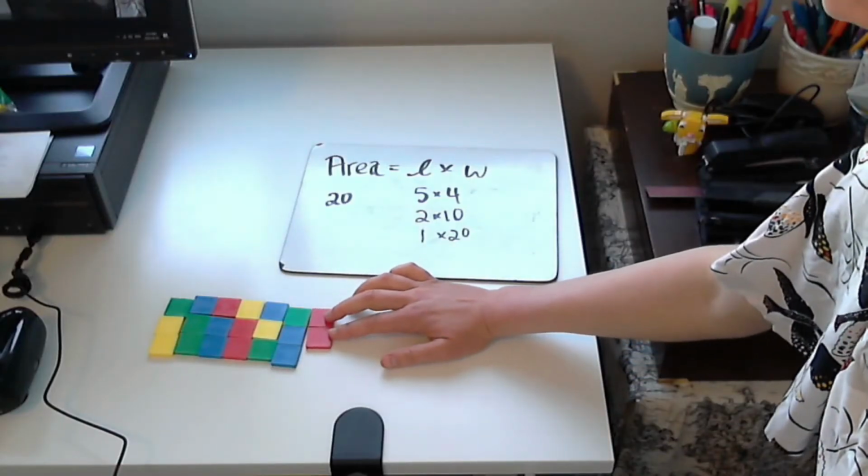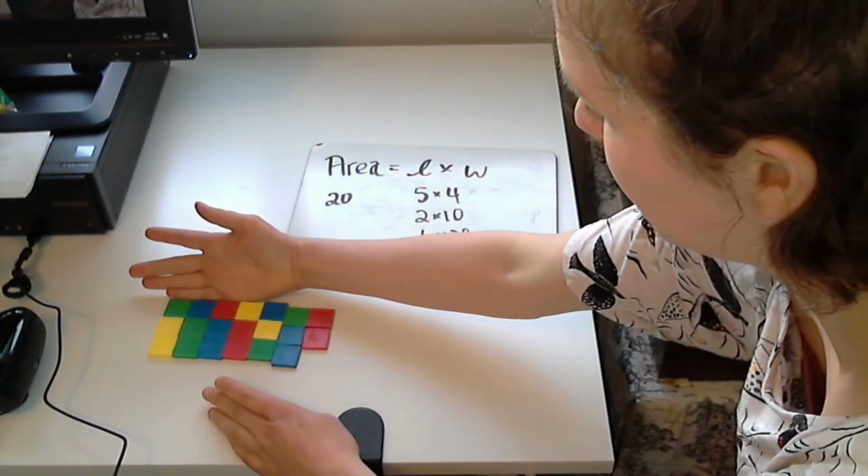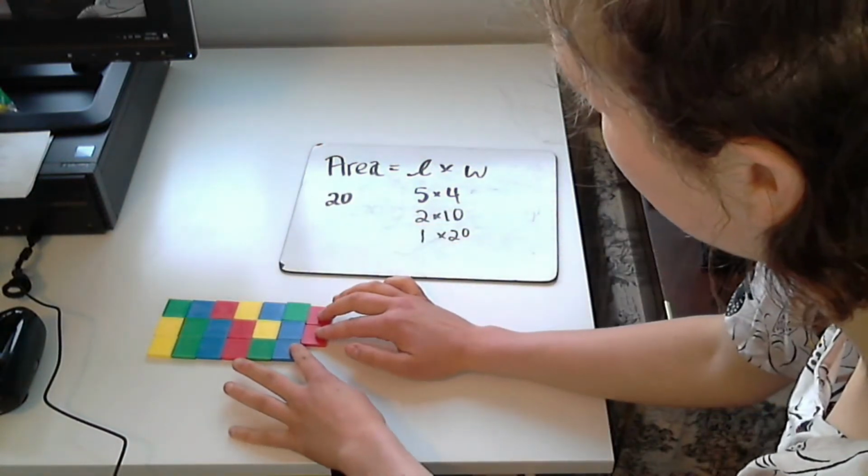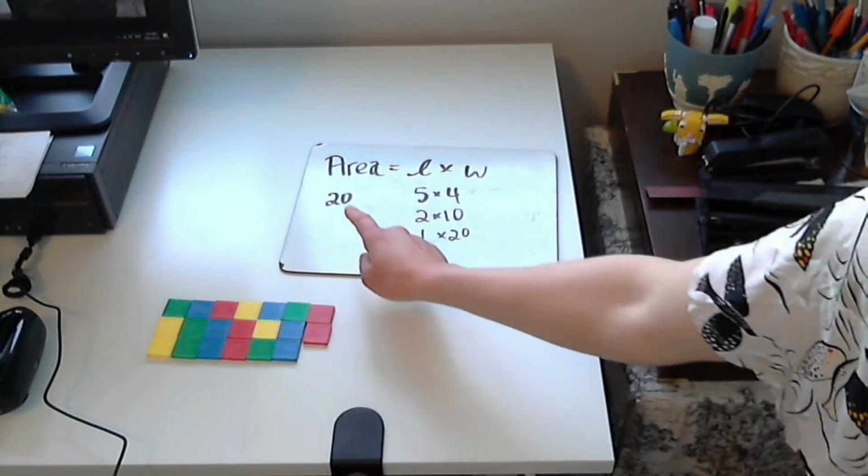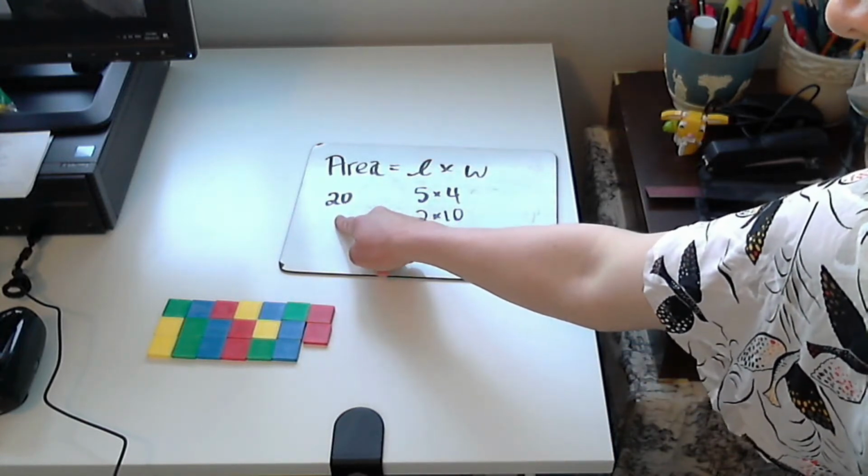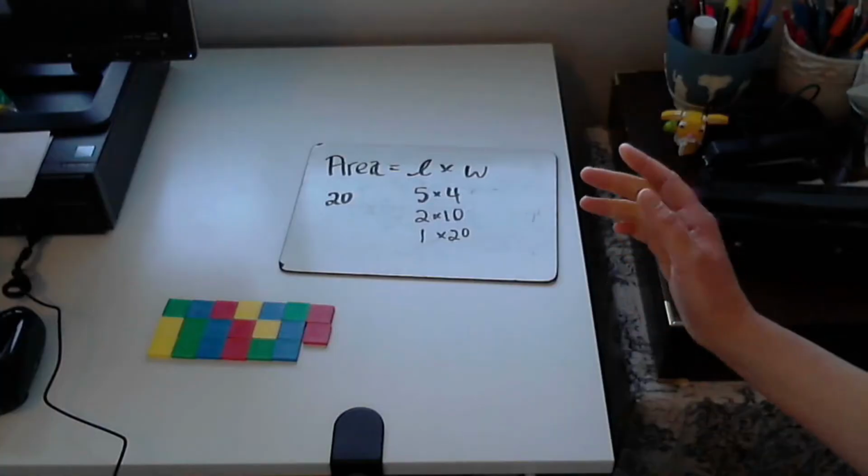All right, I tried to make a rectangle with 3 as one of the factors, but it doesn't work because 3 does not divide evenly into 20. So that's an example of a number that is not a factor of 20.